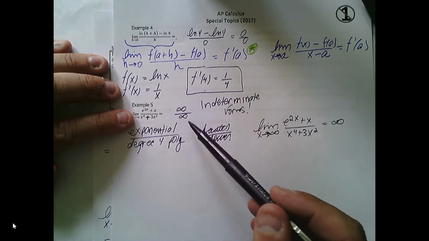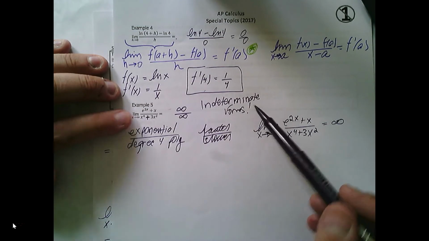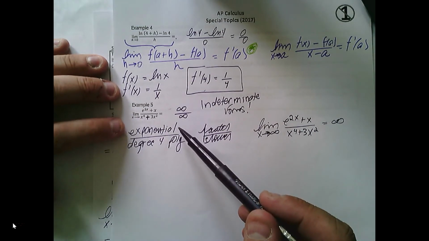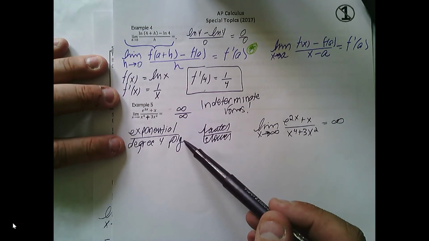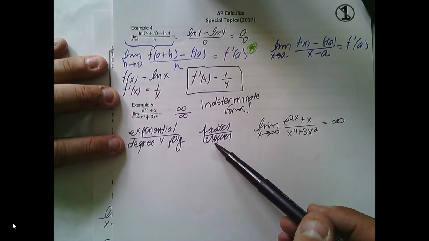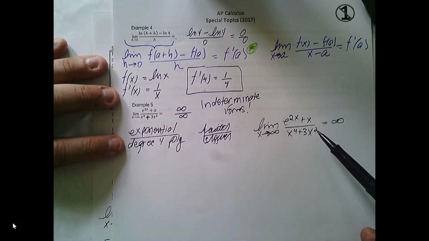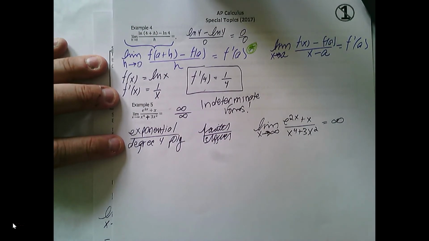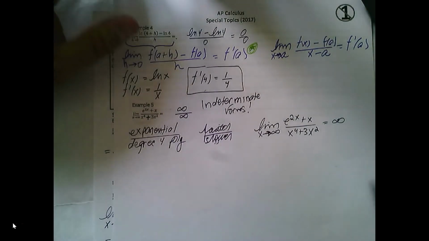The key, though, is you got infinity over infinity in the beginning, which is an indeterminate form. We then decided to classify the numerator and the denominator: exponential, divided by a degree 4 polynomial. Exponentials grow faster, polynomials grow slower. Your top grows faster than your bottom, so the whole fraction is going to approach infinity. Done. So those were 5 different ways we could go about evaluating limits. There are more, but those are really the common ones.